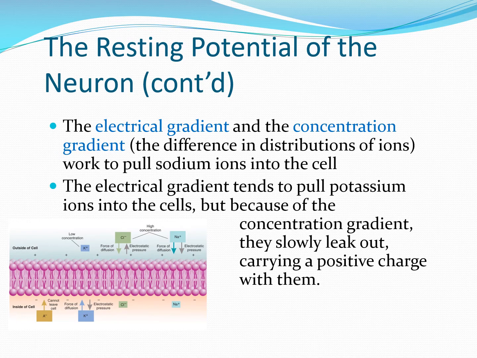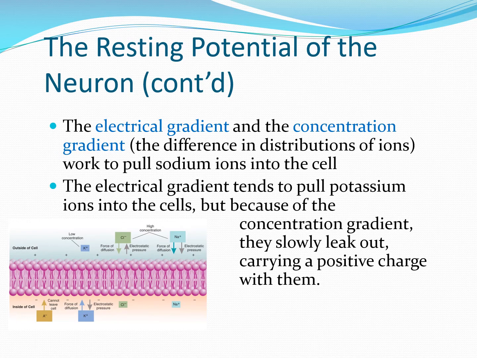Meanwhile, the electrical gradient is tending to pull the potassium ions into the cell, but the concentration gradient means that they are really slowly leaking out, carrying a positive charge with them. Those potassium channels can stay open, and because there's more potassium in the cell than out of the cell, that concentration gradient is kind of pulling those out. But the electrical gradient's pulling them in. So potassium doesn't have a lot of motivation, if you will, to move.